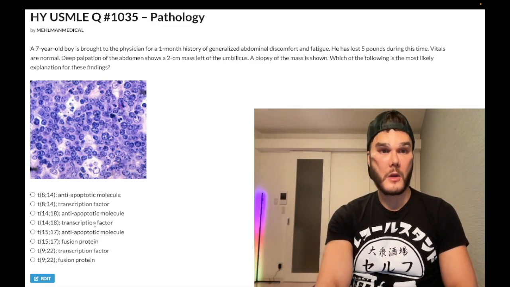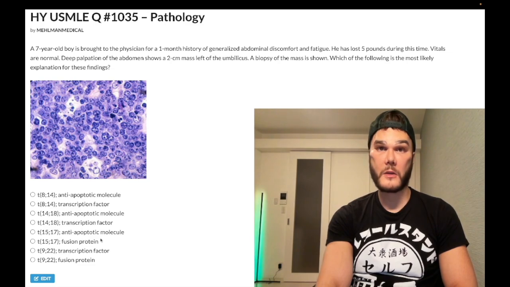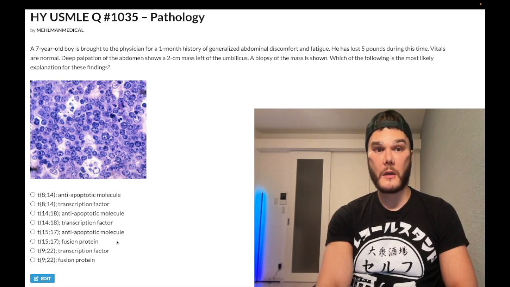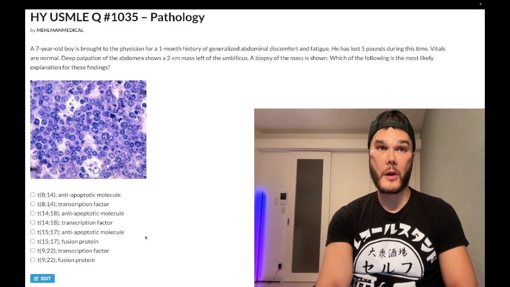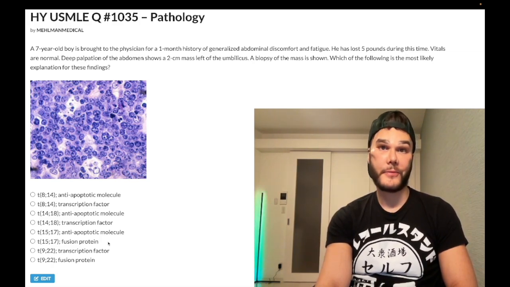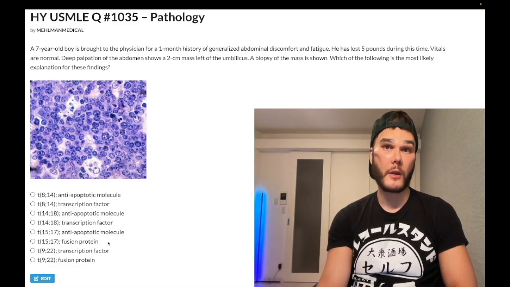Let's just hop to the final ones here. 15;17 translocation, wrong answer. This is going to be APL, acute promyelocytic leukemia, aka AML type M3, and that's actually going to be a fusion protein, PML-RAR alpha gene. They're not obsessed with the translocation. The highest yield point is that you're going to see a smear with Auer rods. You need to know all-trans retinoic acid can be a treatment for APL as well as just regular AML.